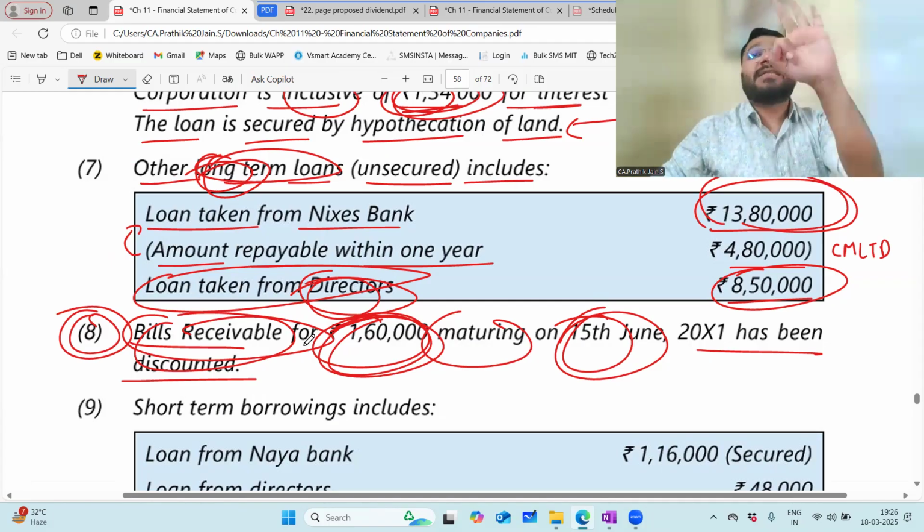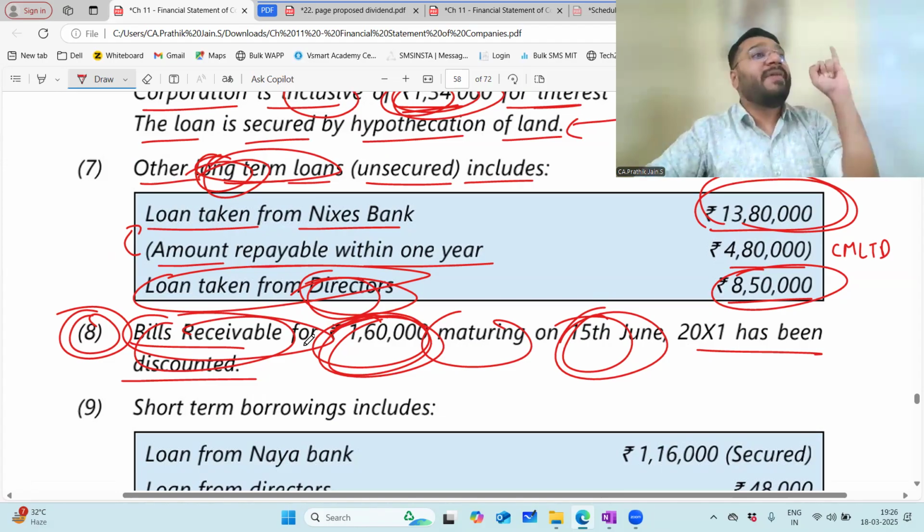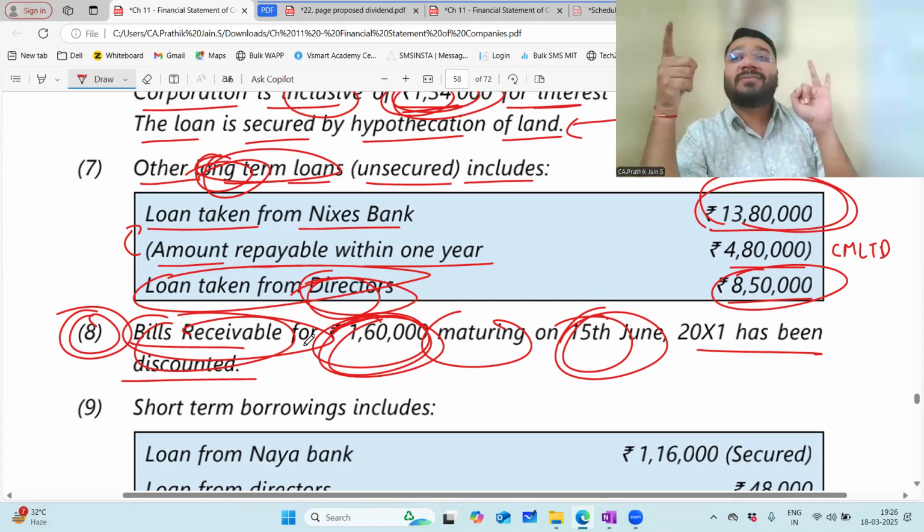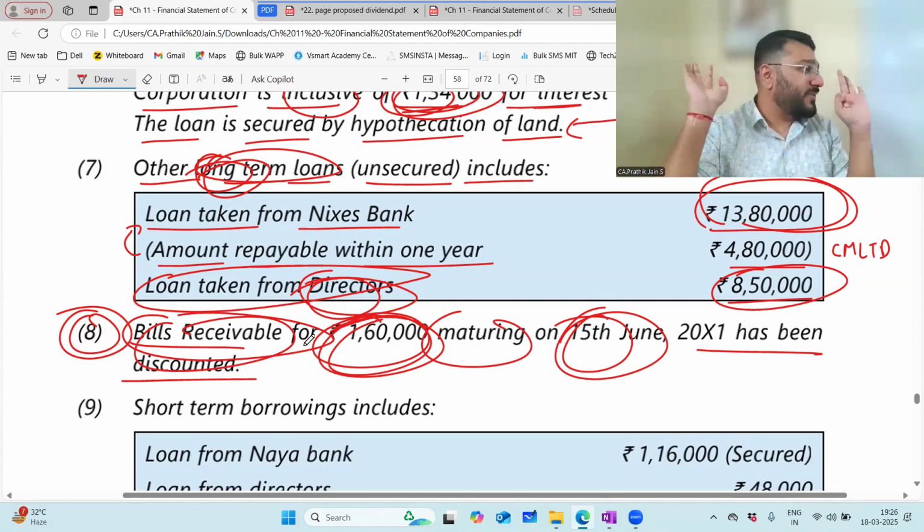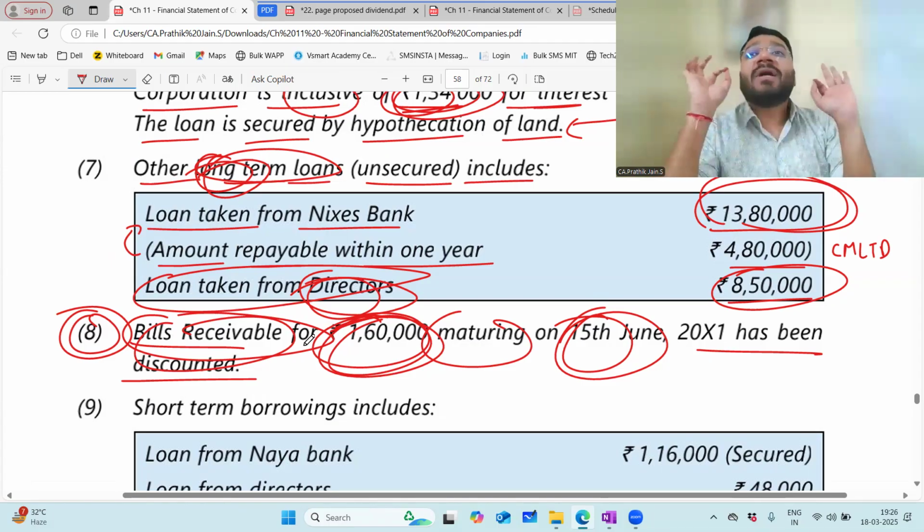So far I have given you 3 examples of contingent liability: one is dividend, second is the court case, third is this bills of exchange. These 3 are the examples of contingent liability.